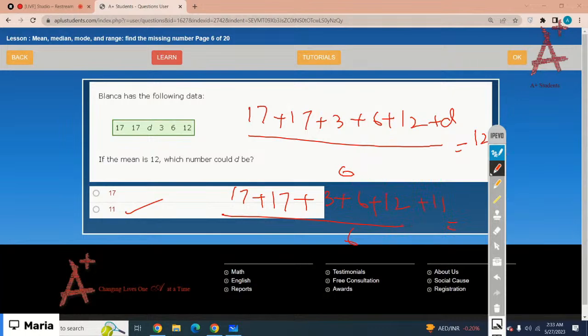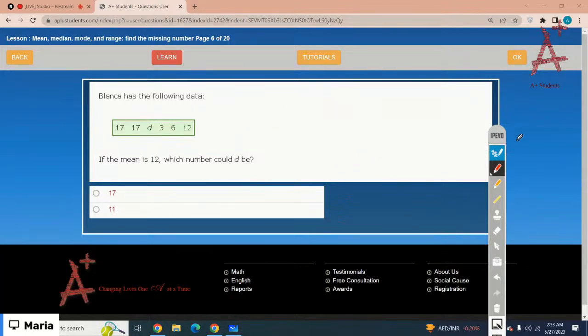Got it? 17 plus 17 plus 17 plus 3 plus 6 plus 12. Yes, that would be. The missing number is 17. So I replaced the D by 11, but when I divide it by 6, it would be 11. But you are given the mean that would be 12, so it would be 17. If you replace the D by 17, add them up and divide by 6, the answer is 12. That means the mean of the given data is 12. So the correct option is 17.